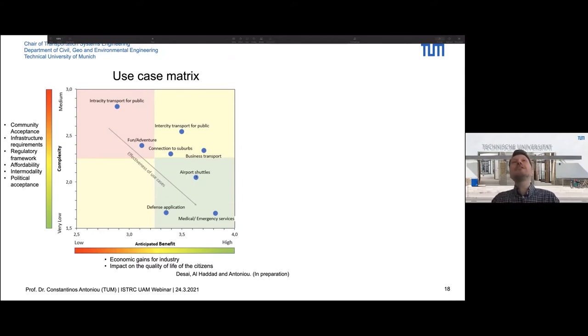And then airport shuttles. Then we have a number of use cases that have a high anticipated benefit, but high complexity. And then we have also a quadrant of two cases that have low anticipated benefit and relatively high complexity, so maybe not very high priority.